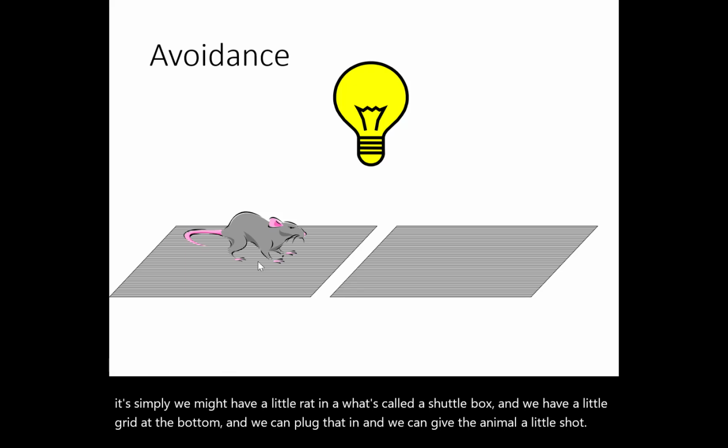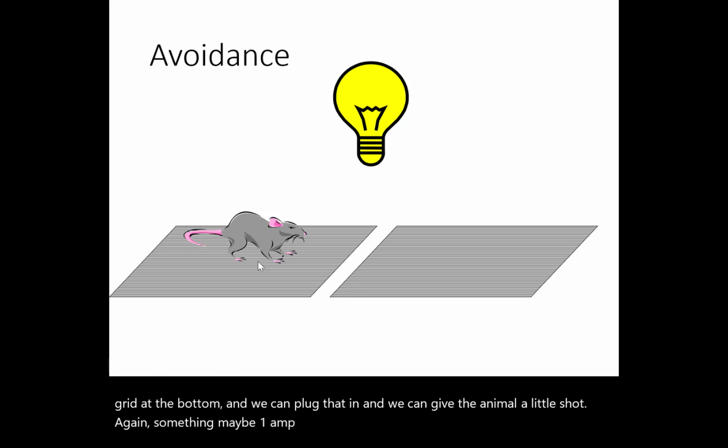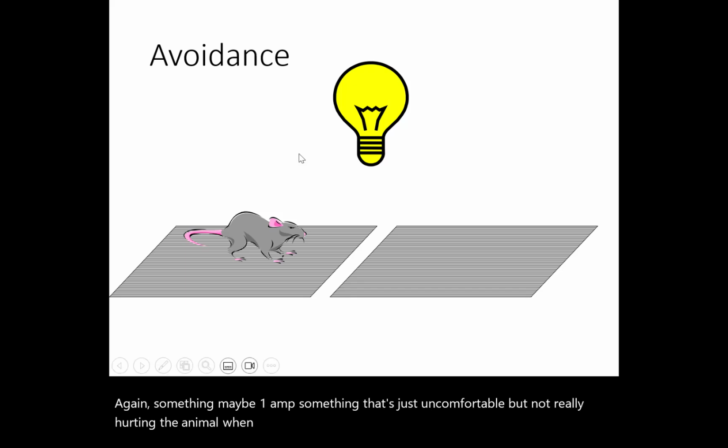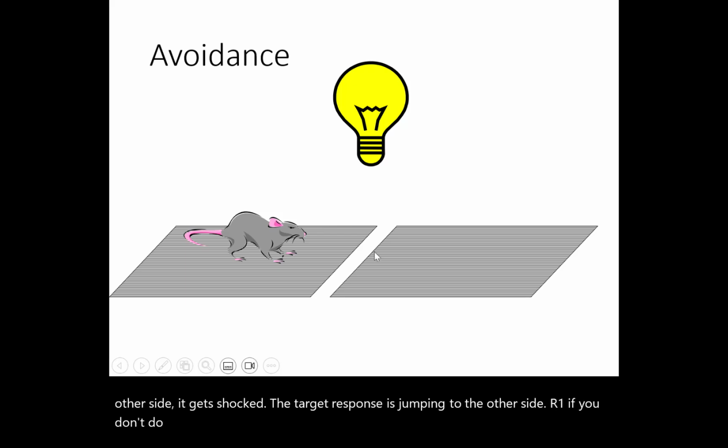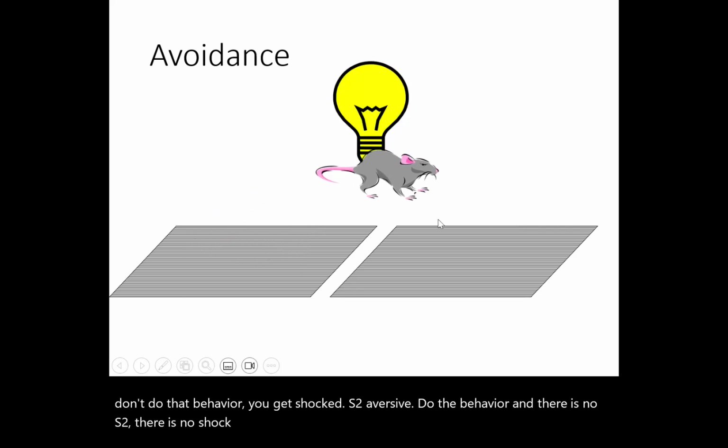Again, something maybe 1 amp, something that's just uncomfortable but not really hurting the animal. When the light comes on, S1, and the animal fails to jump to the other side, it gets shocked. The target response is jumping to the other side, R1. If you don't do that behavior, you get shocked, S2, aversive. Do the behavior, and there is no S2, there is no shock. So light comes on, jumps, and the shock is over there.